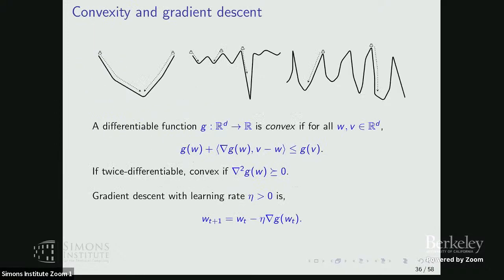Okay, so to start, I just want to do a refresher on convexity. We'll call a differentiable function g convex if this inequality is satisfied, and the way to think about it is that the function value is always above its first order Taylor approximation of itself. On the left we have a convex function, and in the middle and on the right we have non-convex functions. And if we have two derivatives, then it's convex if the Hessian is positive semi-definite.